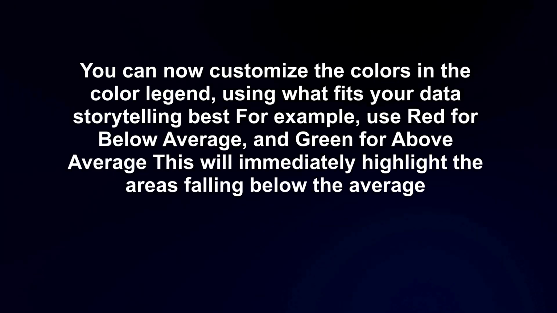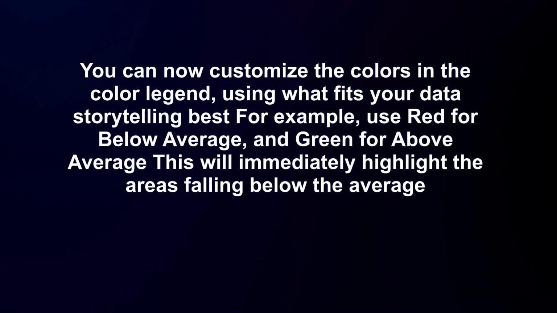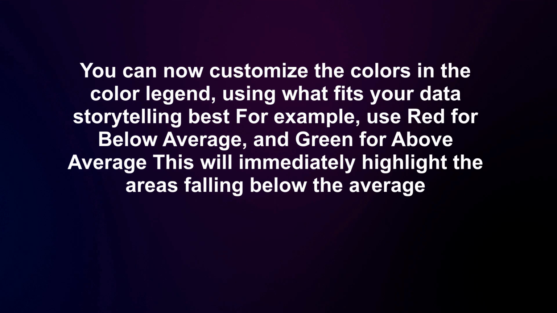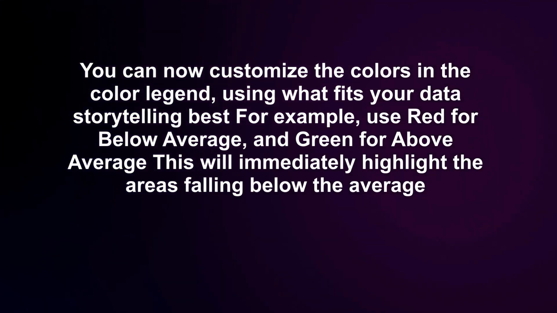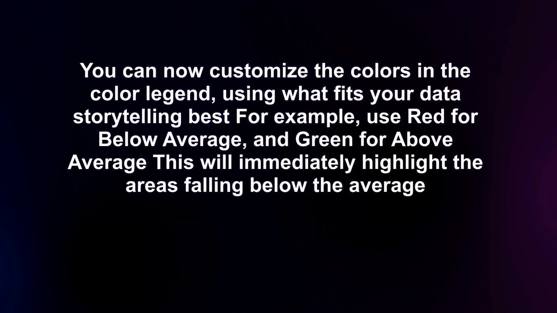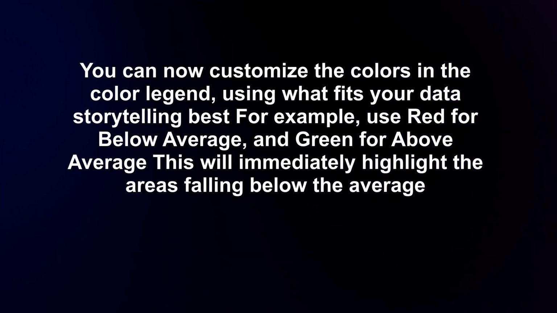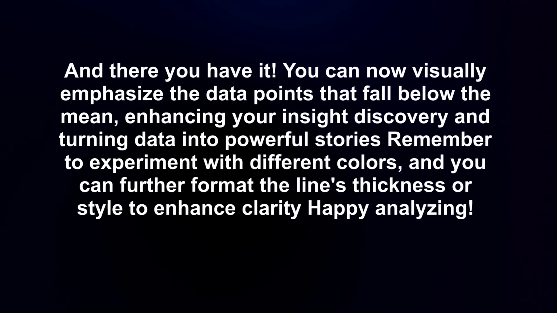You can now customize the colors in the color legend, using what fits your data storytelling best. For example, use red for below average and green for above average. This will immediately highlight the areas falling below the average. And there you have it.